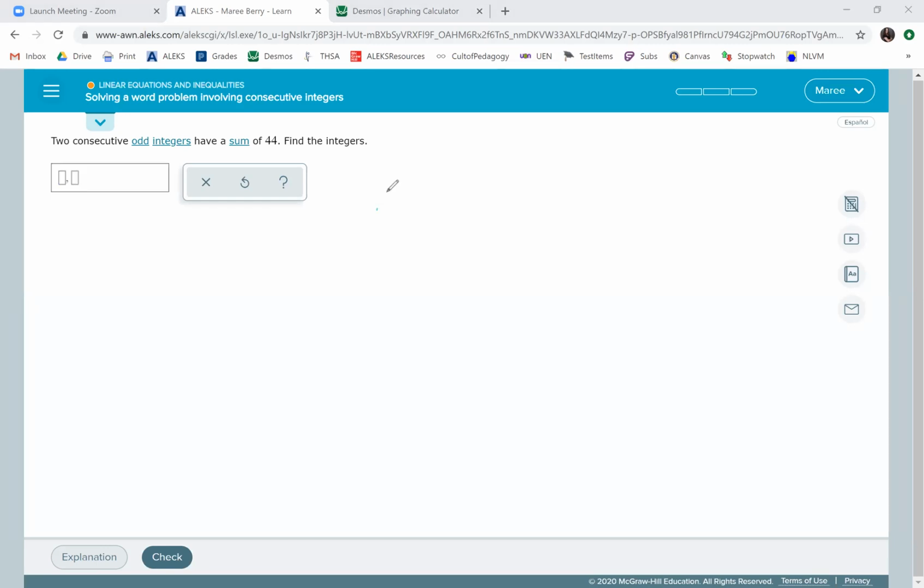So we have two consecutive odd integers that add to 44. So if I do 44 divided by 2, I get 22. That means 22 plus 22 is 44. If I take 1 away from 22, I have to add 1 to this 22 to keep it equal to 44. So my two odd integers are 21 and 23.